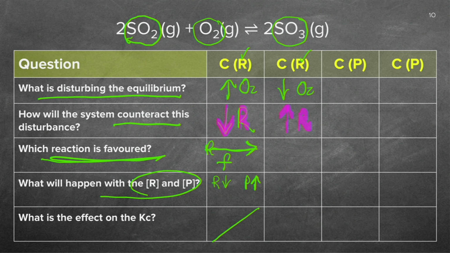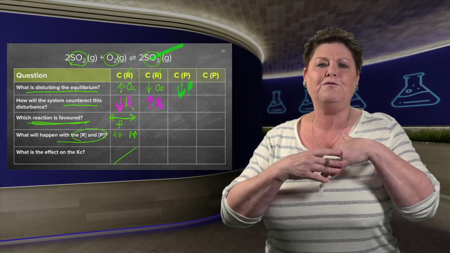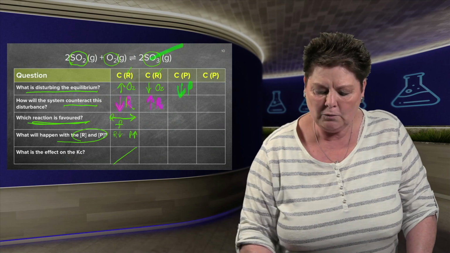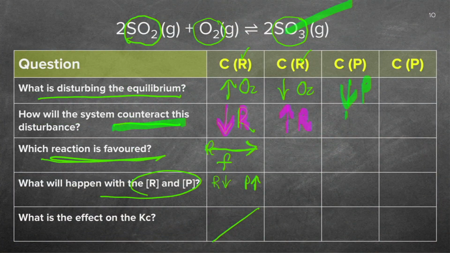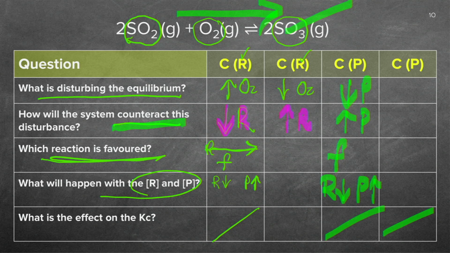Let's do one where we change the products. Let's take out the products. We are decreasing the products. So I'm pumping this out. I've got a tube in there, and as the SO3 is forming, I am pumping it out. What will the system do to counteract? It will want to increase the product. Which reaction makes SO3? The forward reaction. What will happen to the reactants? It will go more to the products. So I've got more products and the reactants being decreased and no change in Kc.